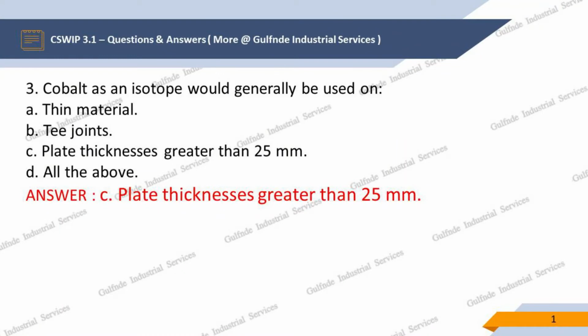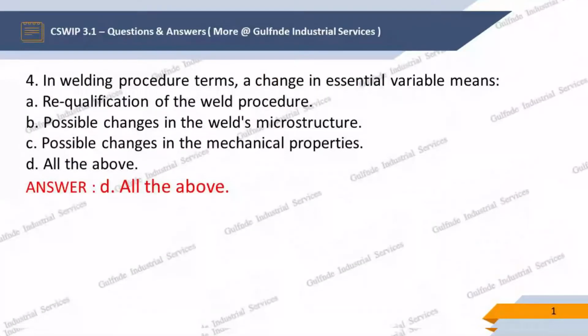Question 3. Cobalt as an isotope would generally be used on, options are A. Thin material, B. T-joints, C. Plate thicknesses greater than 25 mm, D. All the above. Our answer is C. Plate thicknesses greater than 25 mm.